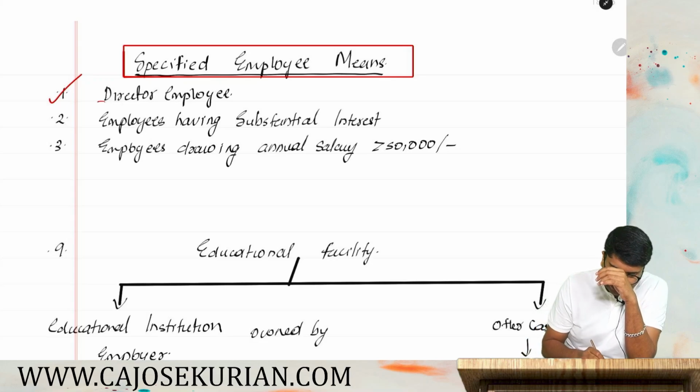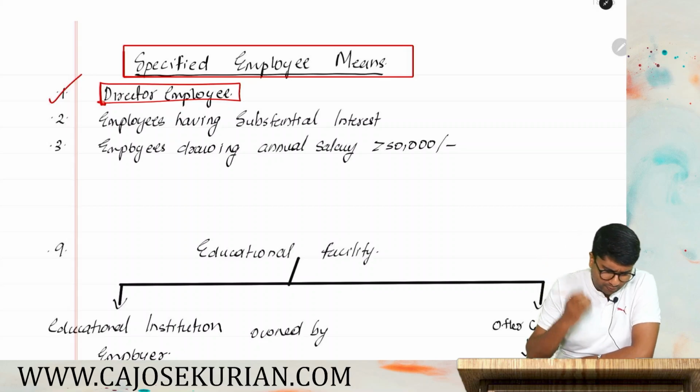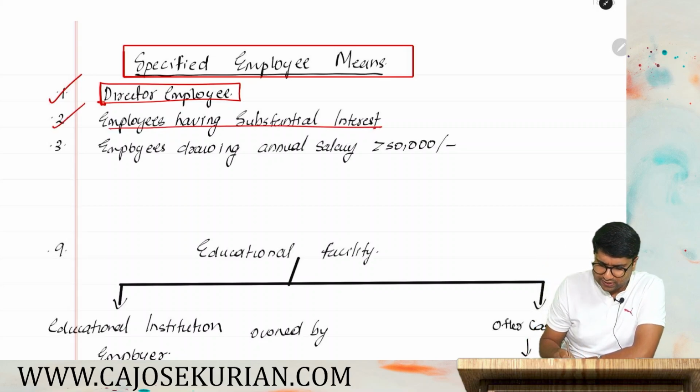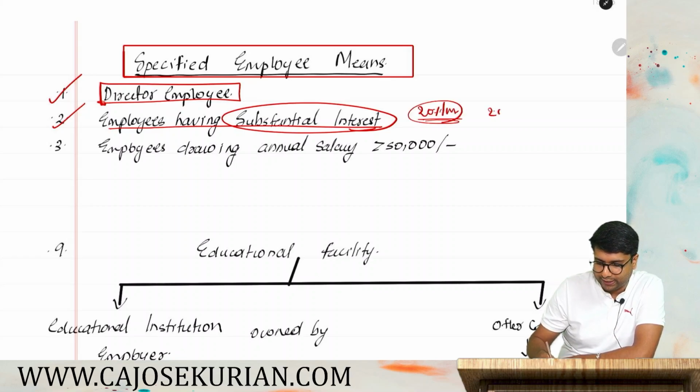Number one, an employee who is also a director of the company. So if you are a director employee of the company, you will be considered a specified employee. Number two, an employee having substantial interest in that entity. Substantial interest means 20% or more voting power in a company or 20% or more stake in a particular entity.